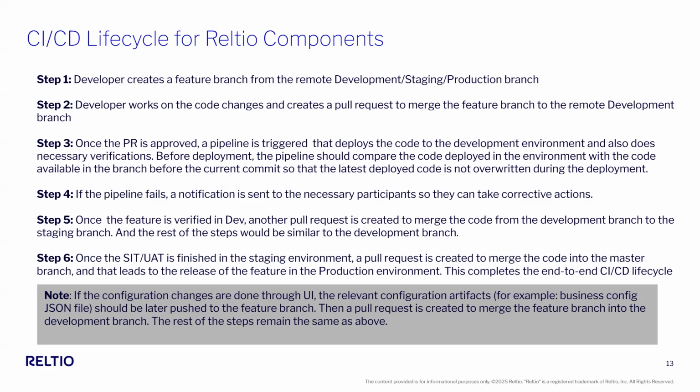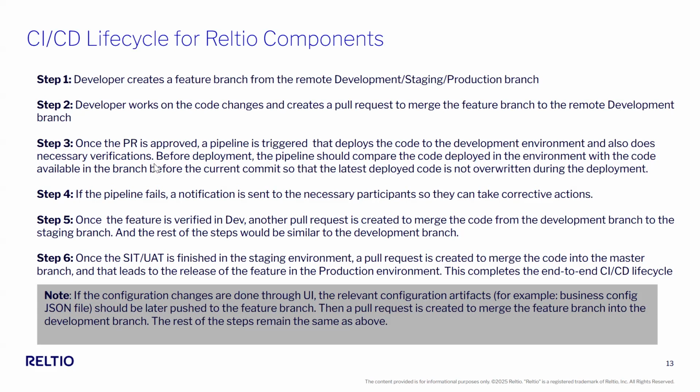Second step, a developer does the code changes on the local copy in the feature branch, right? And then the developer creates a pull request to merge the feature branch to the remote branch, right? Once the pull request is approved, it's usually approved by a team lead or a lead developer in general circumstances, right? Once that pull request is approved, the CI/CD pipeline is triggered, which deploys the code to the development environment, right? And also it does the necessary verifications based on whatever verification steps you have incorporated in the pipeline.